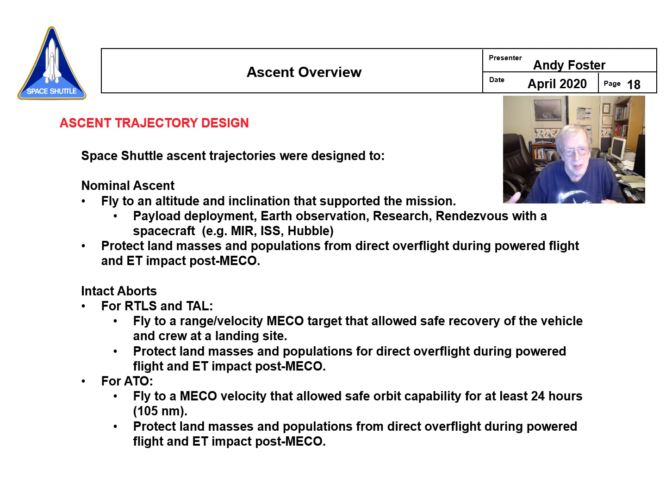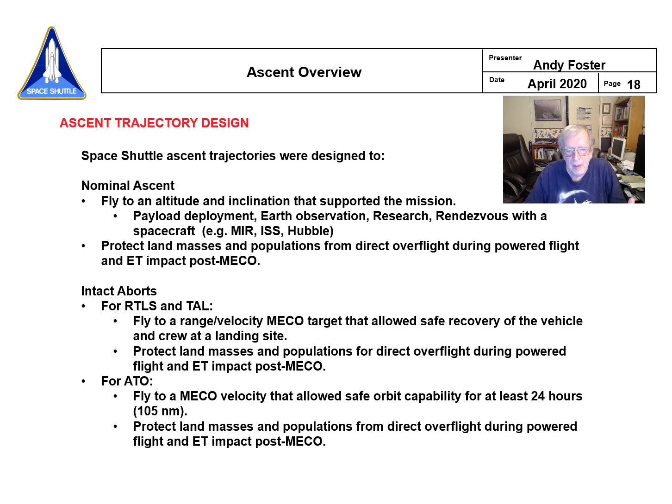Now, what about the intact aborts? It turns out they were kind of the same way, but for RTLS and TAL, you didn't fly to an orbit. You flew to something called a range velocity MECO target. That was a point in the sky that allowed safe recovery of the vehicle at a landing site. But we still did design those targets to protect land masses and populations from direct overflight and from ET impact.